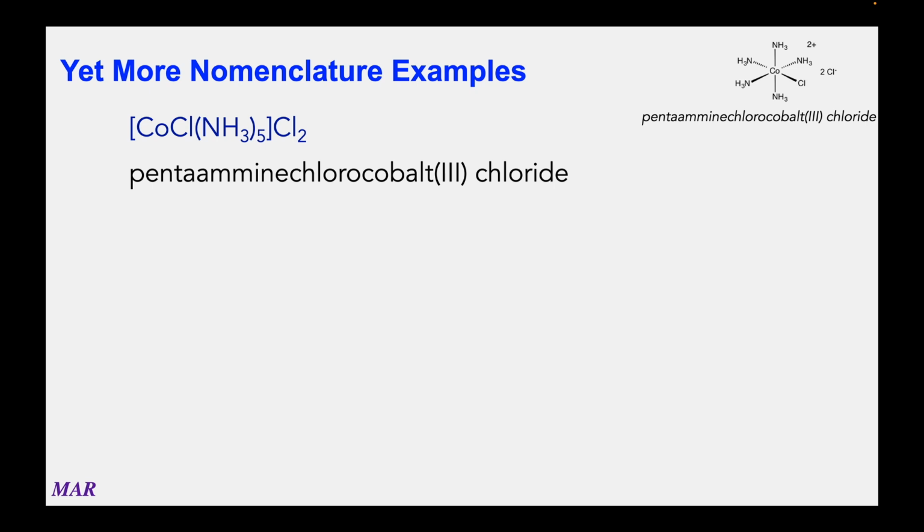And you can see how the one Cl is connected to the cobalt directly. The other Cl's balance out the positive 2 of that complex ion. So pretty cool, all stuff you can do.